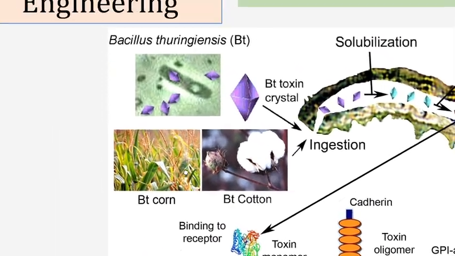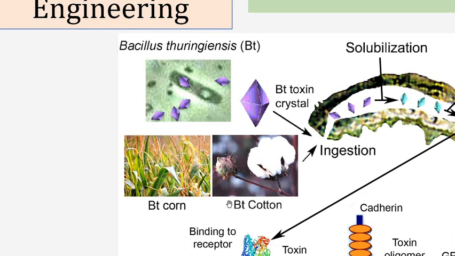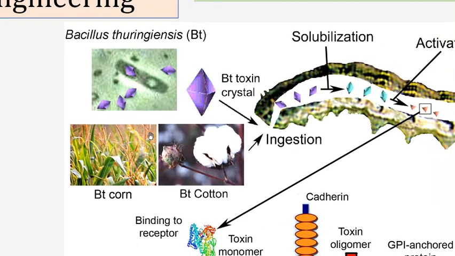So we have talked about it earlier that BT corn or BT cotton has a crystal protein gene inserted that is collected from Bacillus thuringiensis bacteria. So in the whole body of the corn plant, toxic protein is present. Toxic crystal protein is present throughout the body of the BT corn or BT cotton plant.